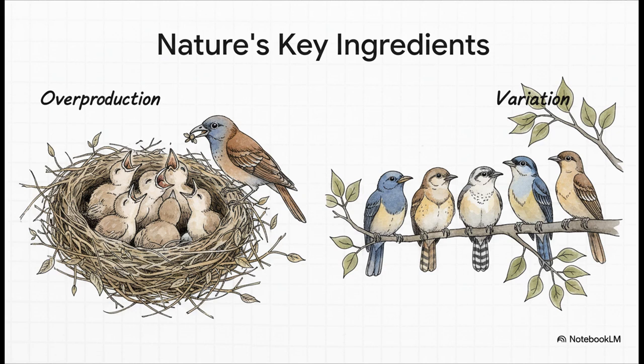First, overproduction. Think of a bird's nest just full of chicks. Way more are born than will ever grow up. And second, variation. Just like no two of us are identical, no two of those chicks are either. Each one has its own slight random differences.